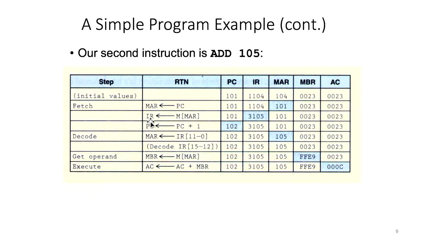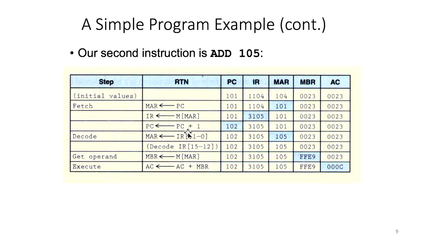So we can see that the value in the memory at the address 101 means add 105. That means the opcode is the add instruction, and the data will be loaded from the address 105. Okay, so now the IR has the value of 3105. All other values are the same.